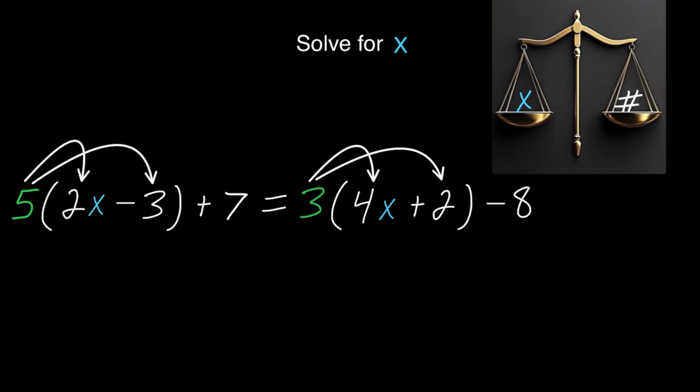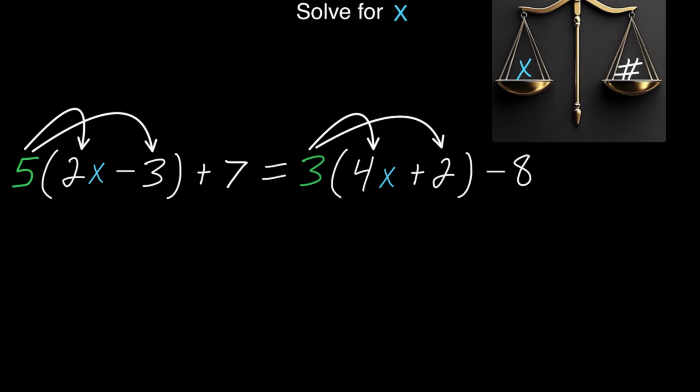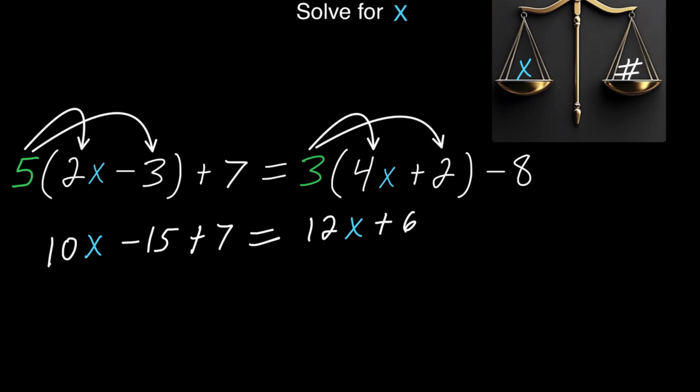Okay, so let's solve it. What is 5 multiplied by 2x? Let me scroll down a little bit. 5 multiplied by 2x is going to be 10x. 5 multiplied by negative 3 will be negative 15. Bring that 7 down, so plus 7, put that equal sign. What is 3 multiplied by 4x? That's going to equal 12x. And 3 multiplied by a positive 2 is going to be 6. So plus 6. And then we bring down that negative 8. So minus 8. All right, so we've written it in a simpler form.